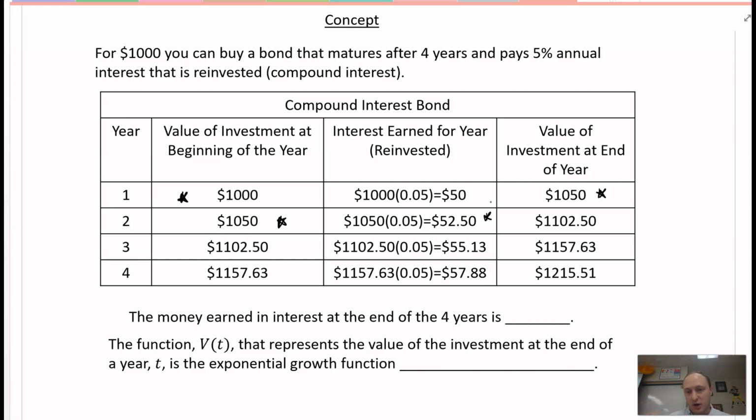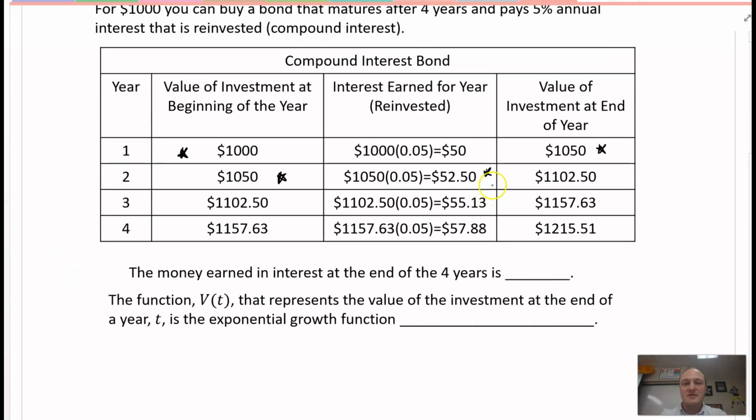It keeps accruing more and more. And you'll notice that at the end of year 3, we now earn $55.13. And at the end of year 4, $57.88.